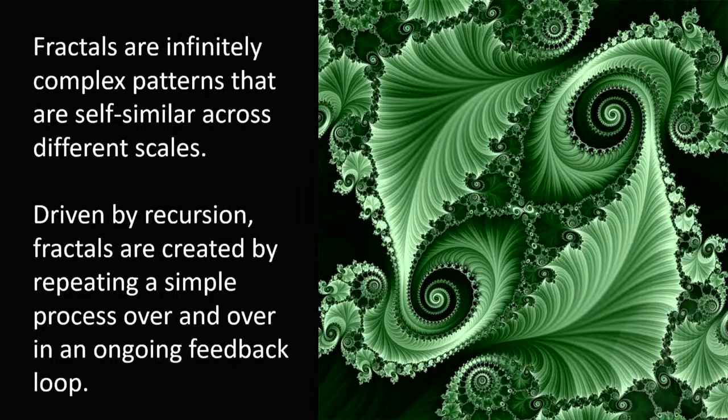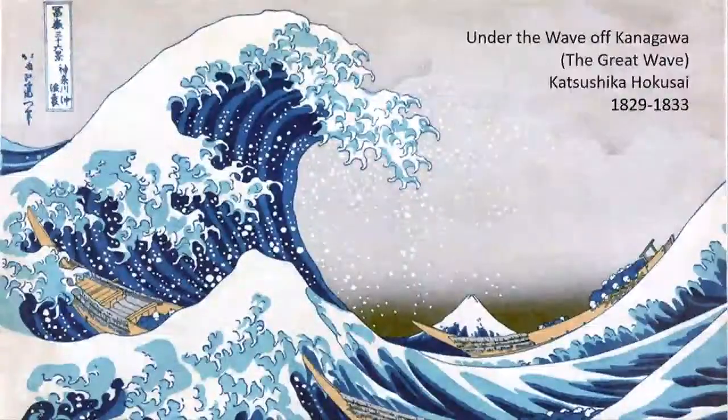What are they? They are infinitely complex patterns that are self-similar across different scales. And it's typically driven by a recursion sort of algorithm. So where you have a formula or something that you take the result and then plug it back into itself, and you continue to do that. It's called a recursive formula. So they're created by repeating a simple process over and over in an ongoing feedback loop.